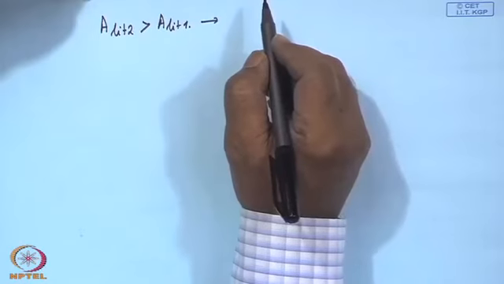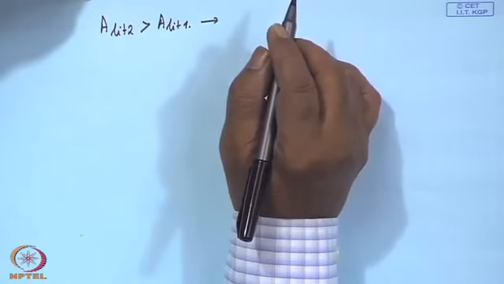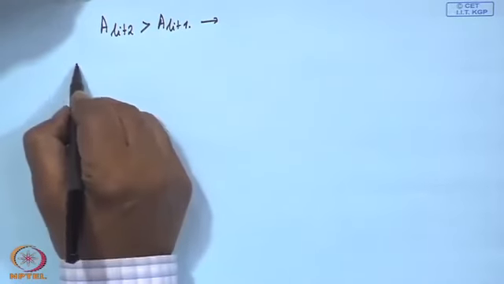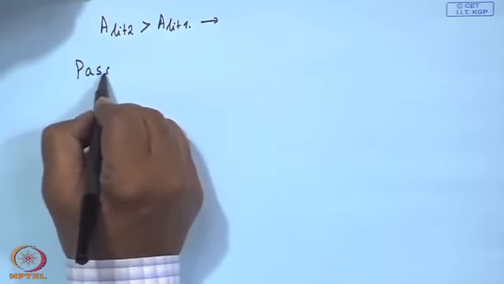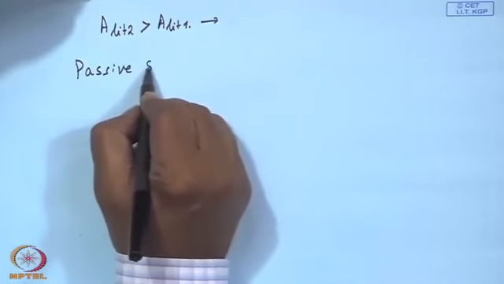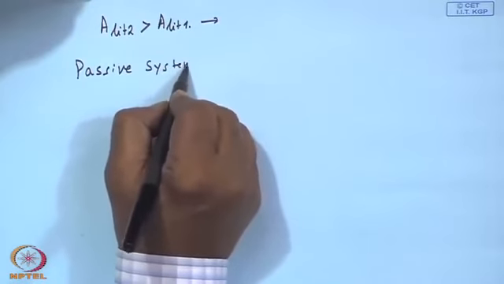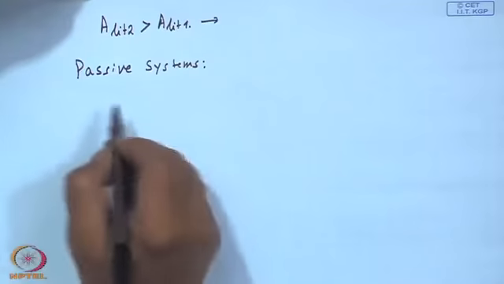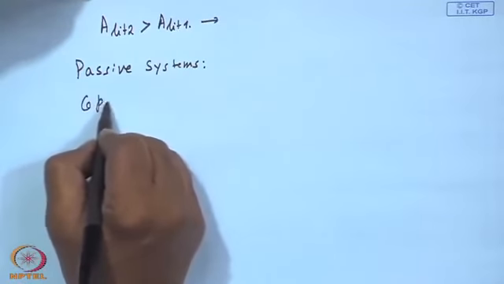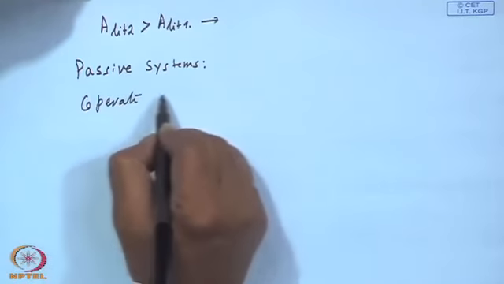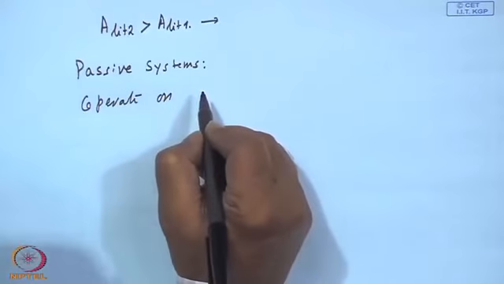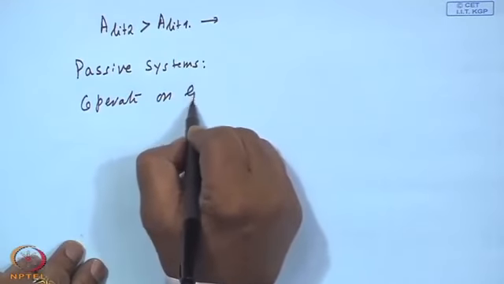So, in a nutshell, when we are talking about passive systems, most of them operate on the greenhouse principle.